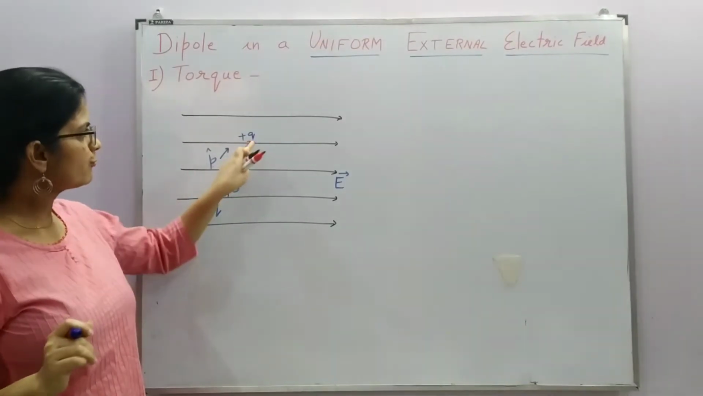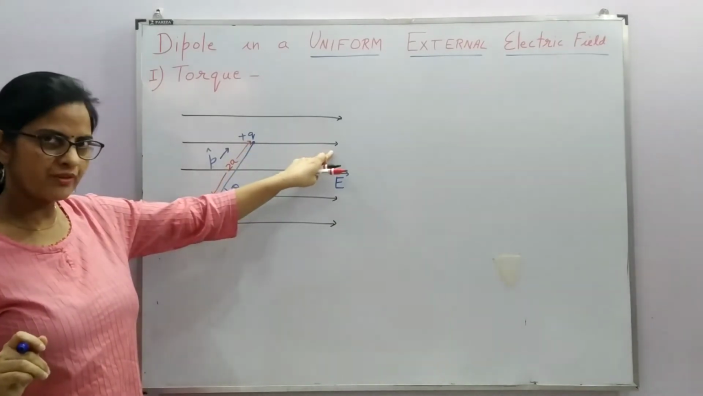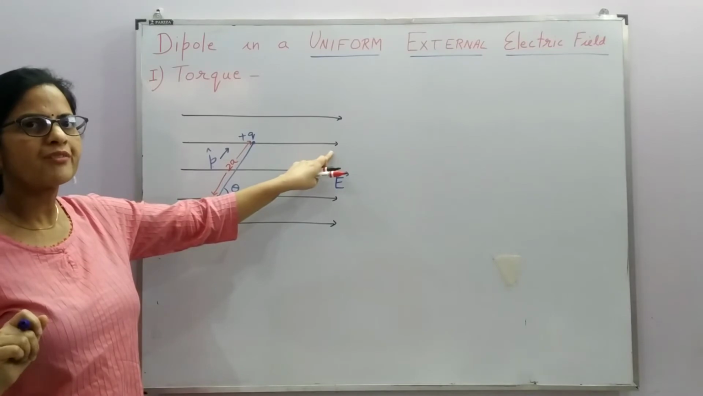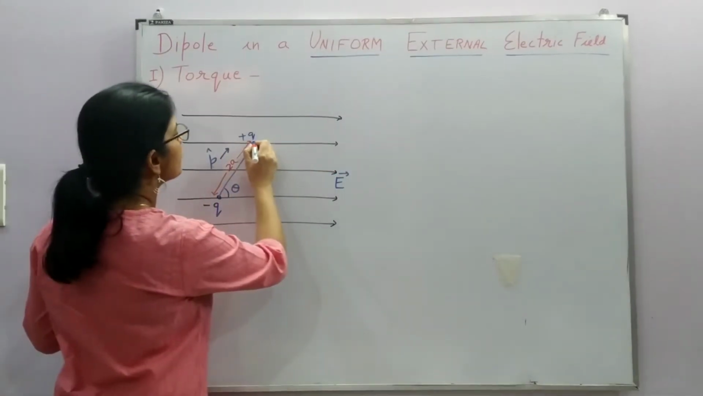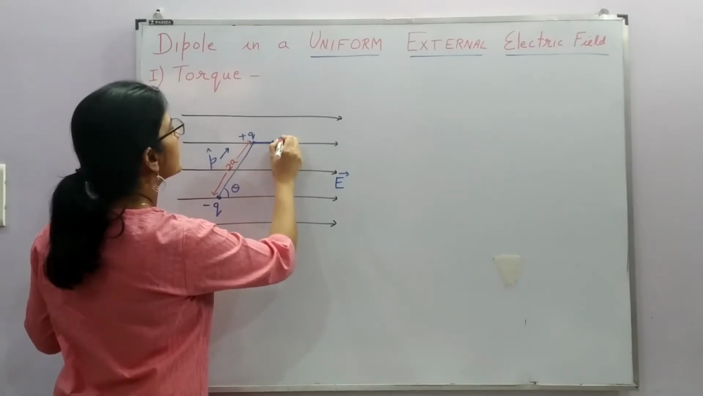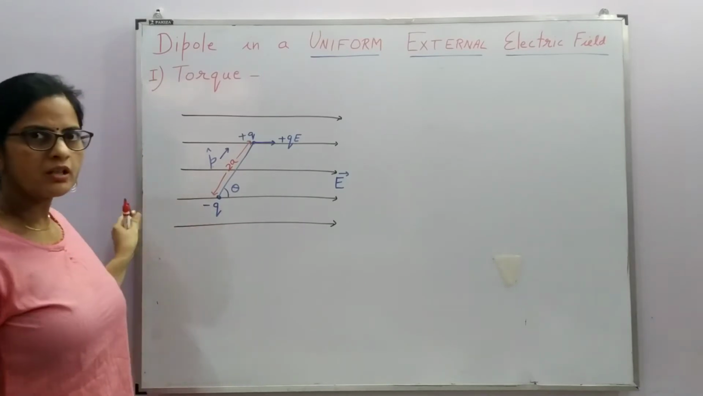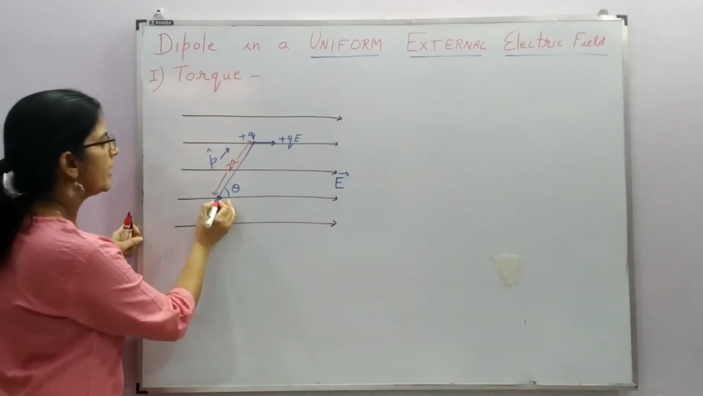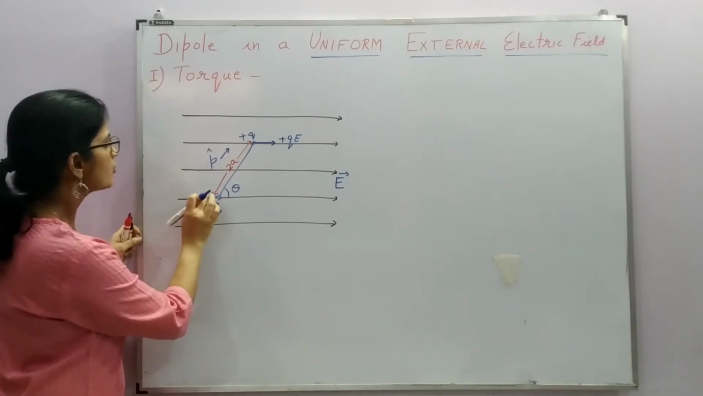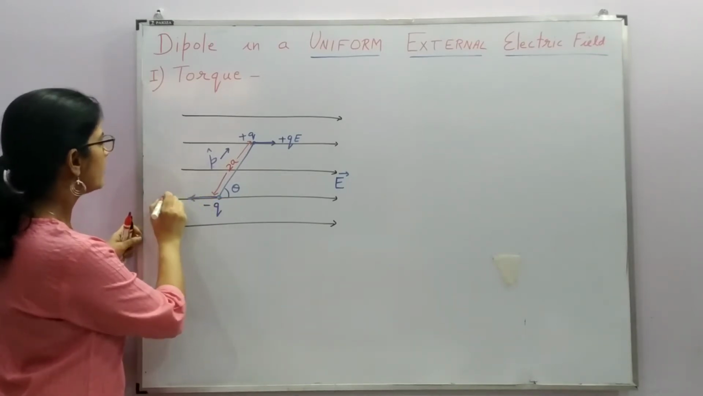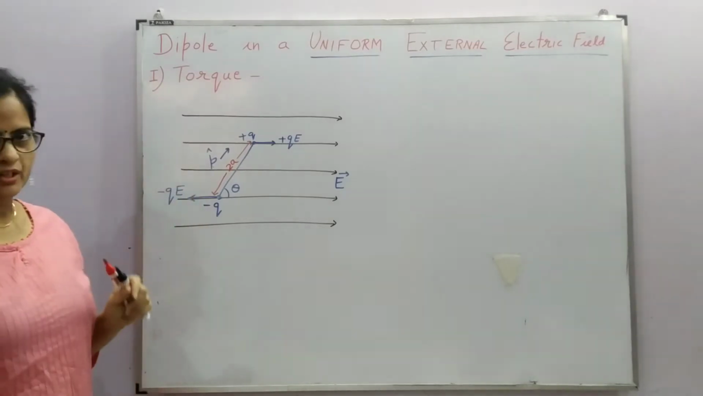We know that the force on a positive Q charge acts along the direction of the electric field, because what is electric field? It is the force acting on a unit charge. So, this will be the direction of force acting on plus Q charge. And the force acting on minus Q charge will be opposite to the electric field.